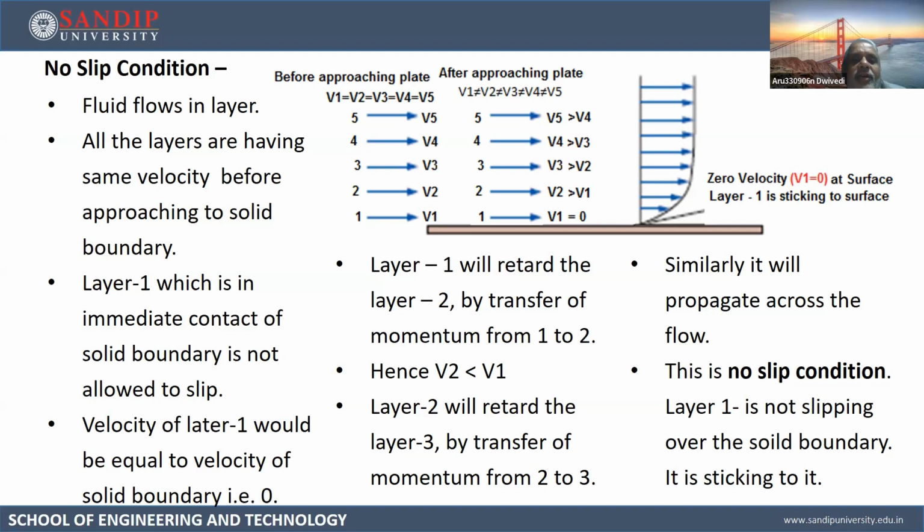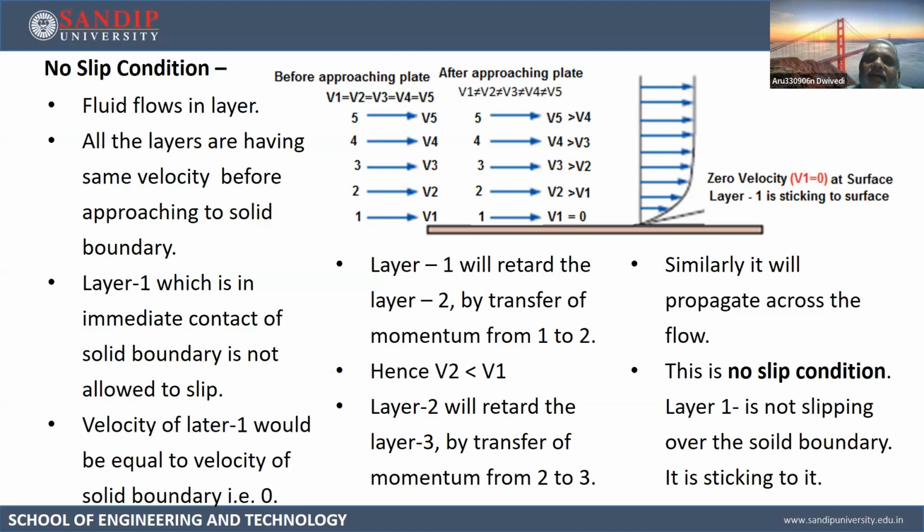Now, when you can see here, from my left to right, the fluid is flowing and it is approaching the solid surface, which is a plate. Okay. Now, when the fluid is not in contact with the solid plate, what is there? All the layers have the same velocity. Layer number 1, 2, 3, 4, 5, right? V1, V2, V3, V4, and V5, all are having the same velocity, right?